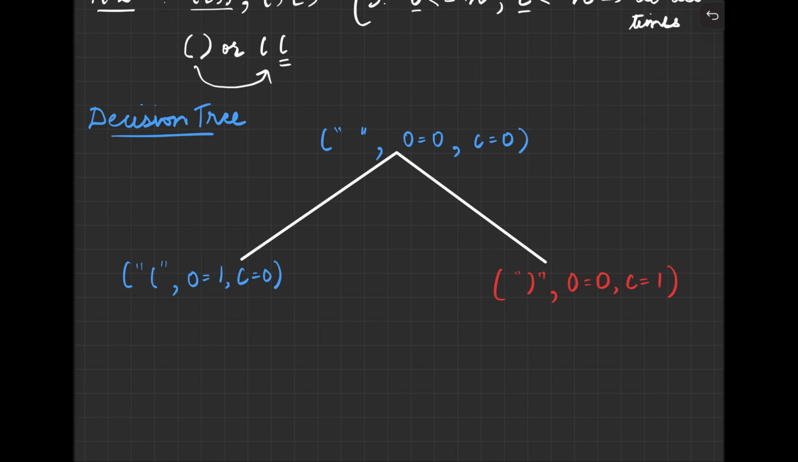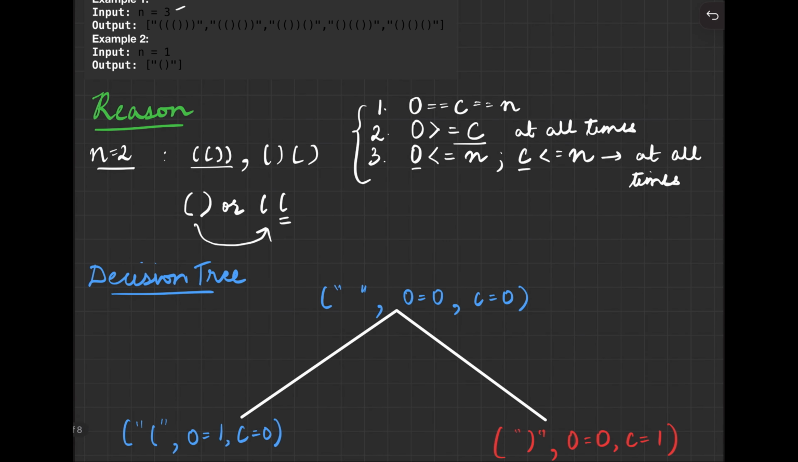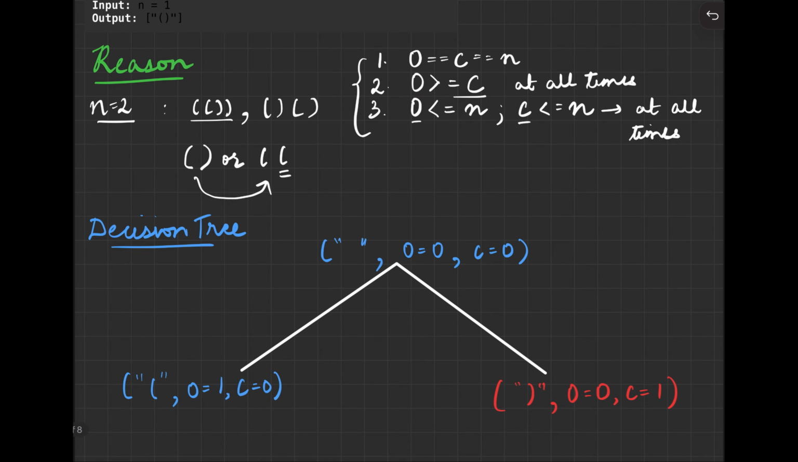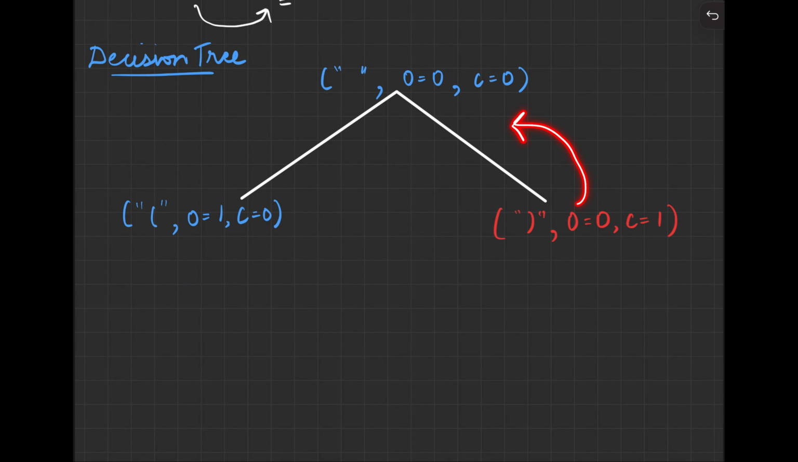I wrote this in red because this is an invalid use case. We have a closed brace where C is 1, and you violate one of our conditions, where C is no longer less than or equal to the number of open braces. This hits our terminal condition, and we will not go any further in this branch. So next, we keep working on the left of the tree. Here we take the same decision. Either we add another open brace, where O will become 2 and C will remain 0. Again, it's still a valid case.